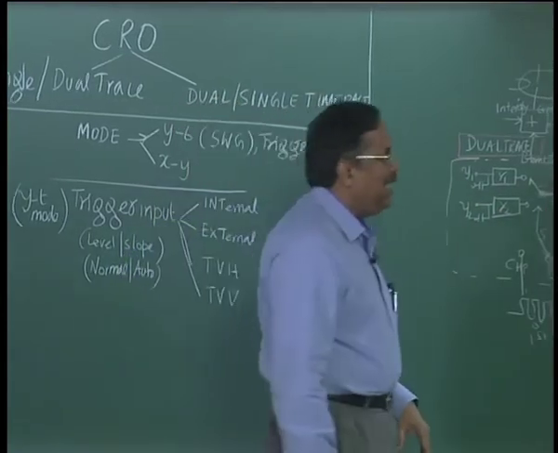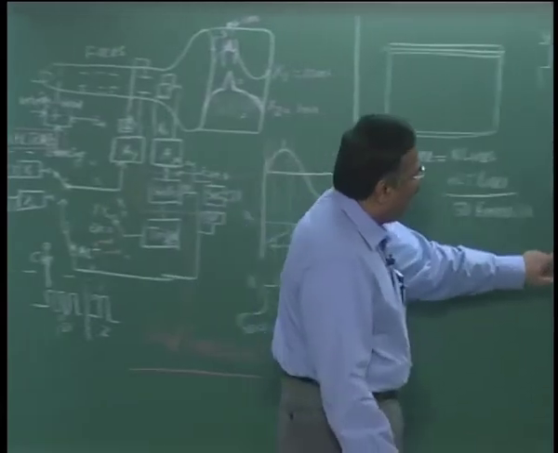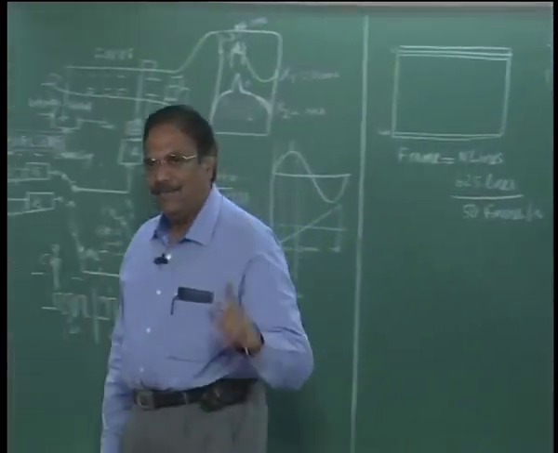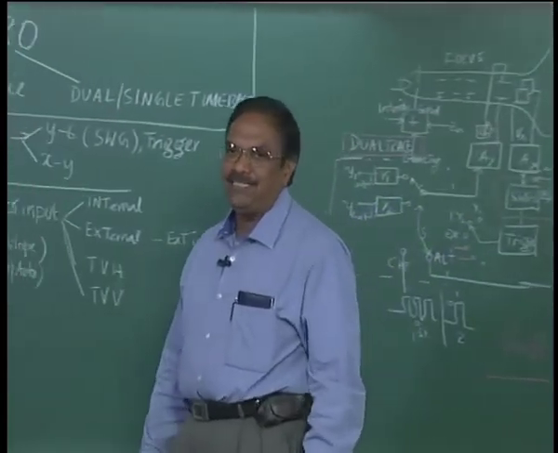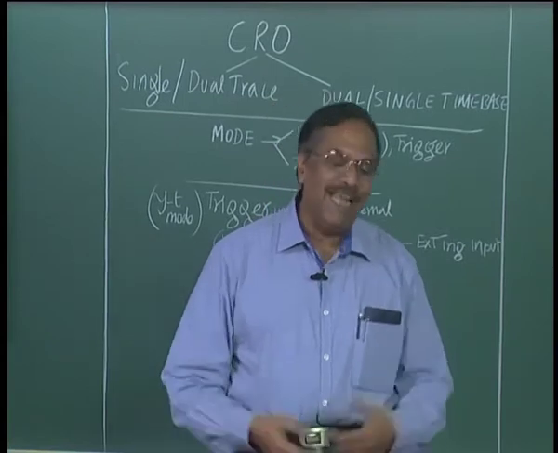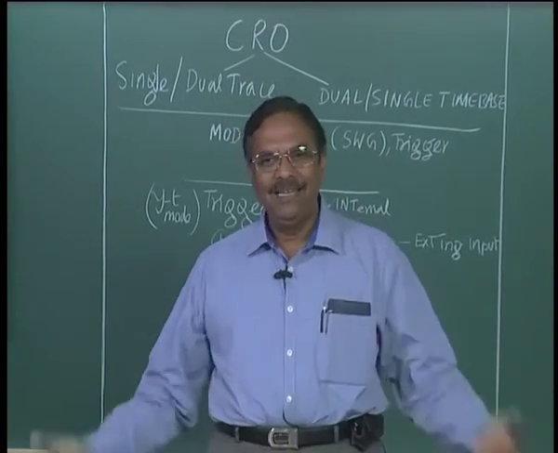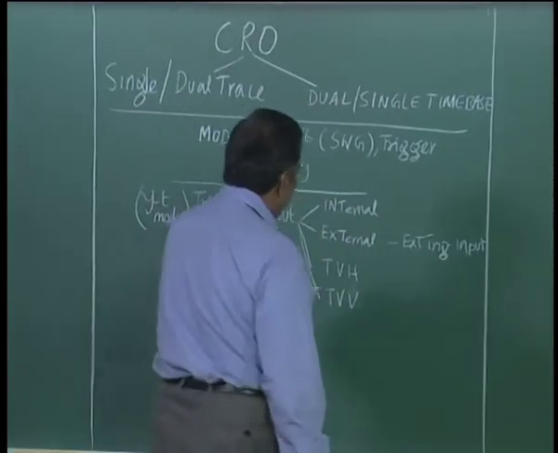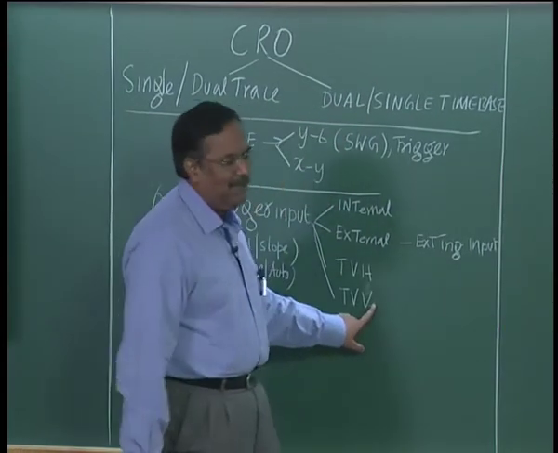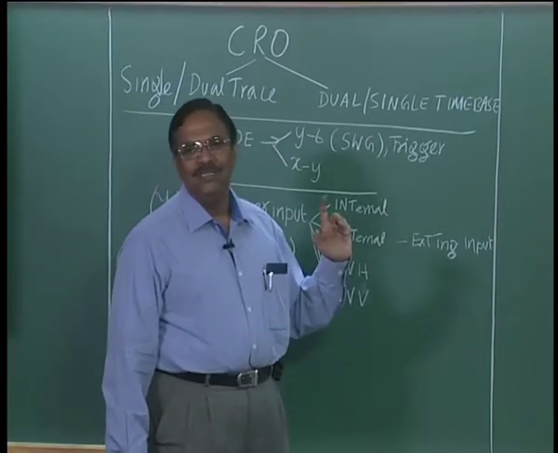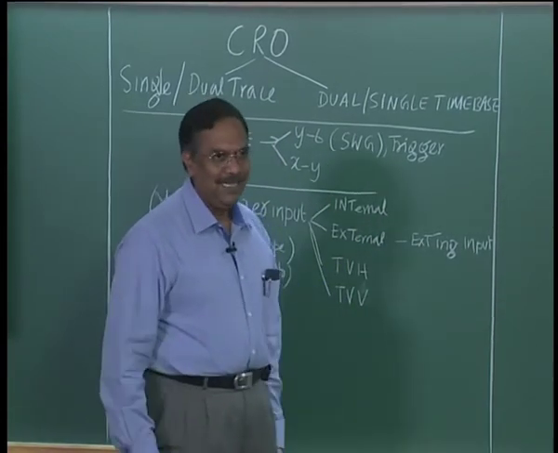So, when I put in TVV, I will always see the first line. When I put TVH, I do not know which line I am going to trigger. It could be line 1, it could be line 10, it could be line 20 and so on. So, these are the two modes that were introduced by the oscilloscope manufacturers specifically to view analog television signals.